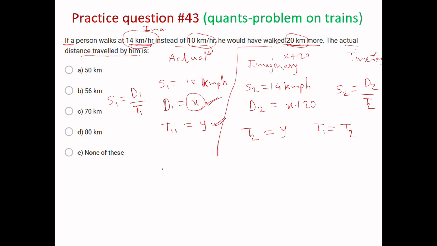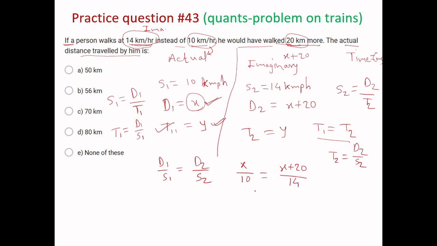Another method could be to just equate with time. Since t1 is equal to t2, we can equate with time. So here t1 will be how much? From this equation we will get t1 is equal to d1 upon s1, and t2 must be equal to D2 upon S2, and T1 is equal to T2, so D1 upon S1 must be equal to D2 upon S2. Let's put the values. D1 is X, X upon S1 which is 10 is equal to D2 which is X plus 20 upon S2 which is 14.